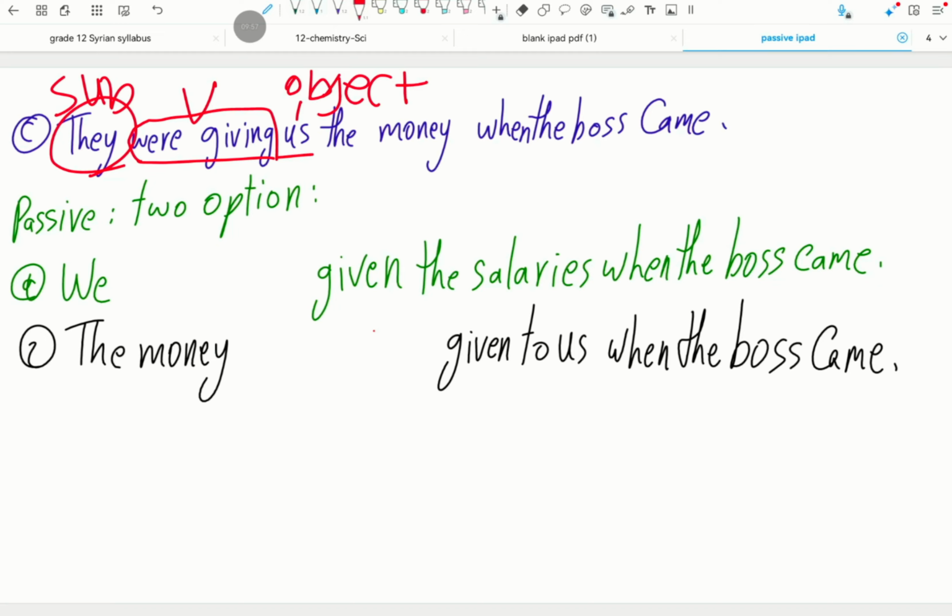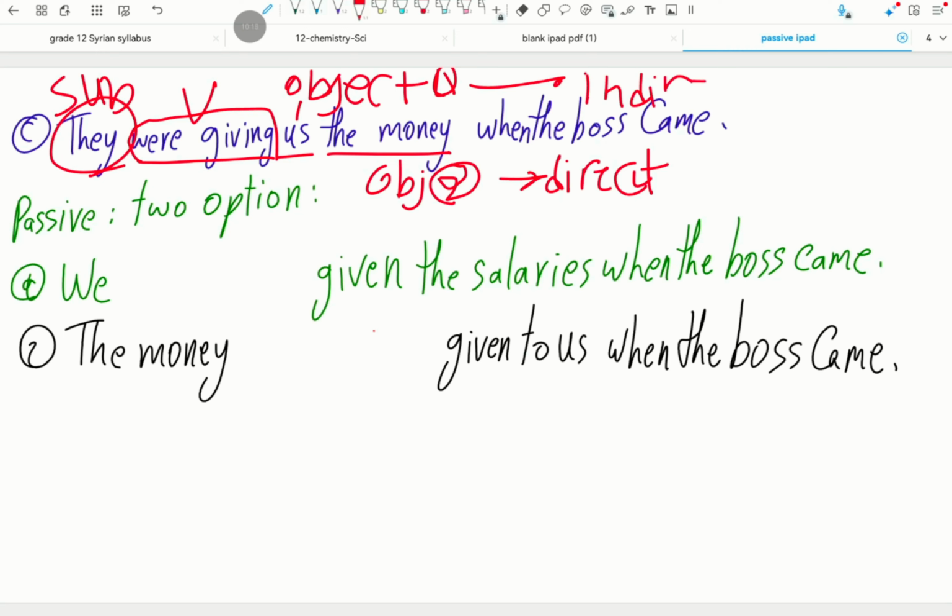So, here, my friends, I have two objects. This is object number 1, and this is object number 2. Generally, object number 2 is called the direct object, and object number 1 they call the indirect object. So in here, which object shall I choose? I have two options. I can choose the first object, which is the indirect one. I say, we were being given, of course, given here is verb 3, and it's irregular.